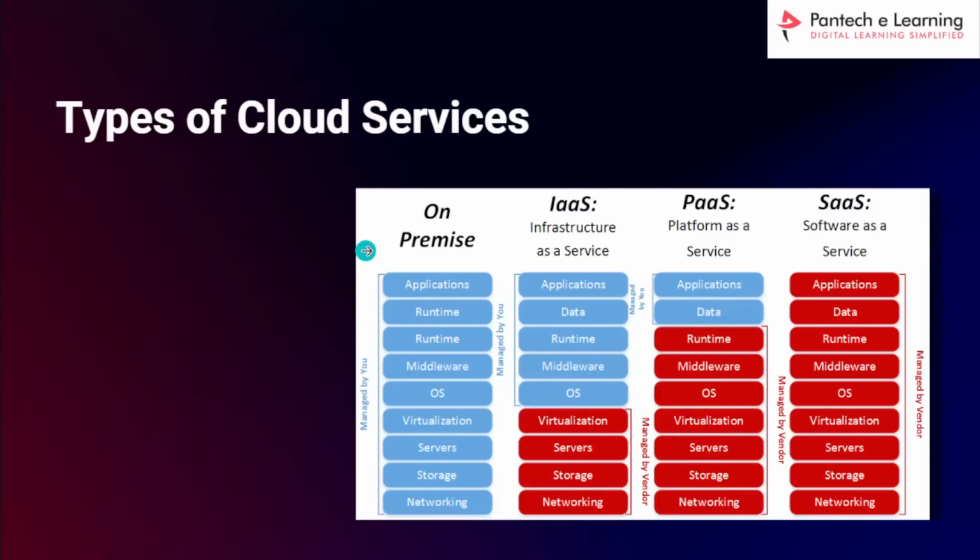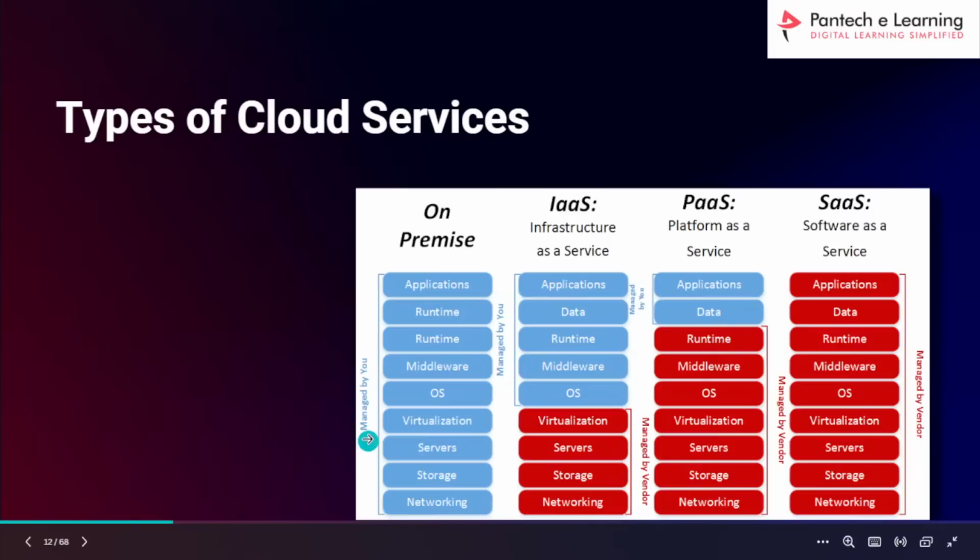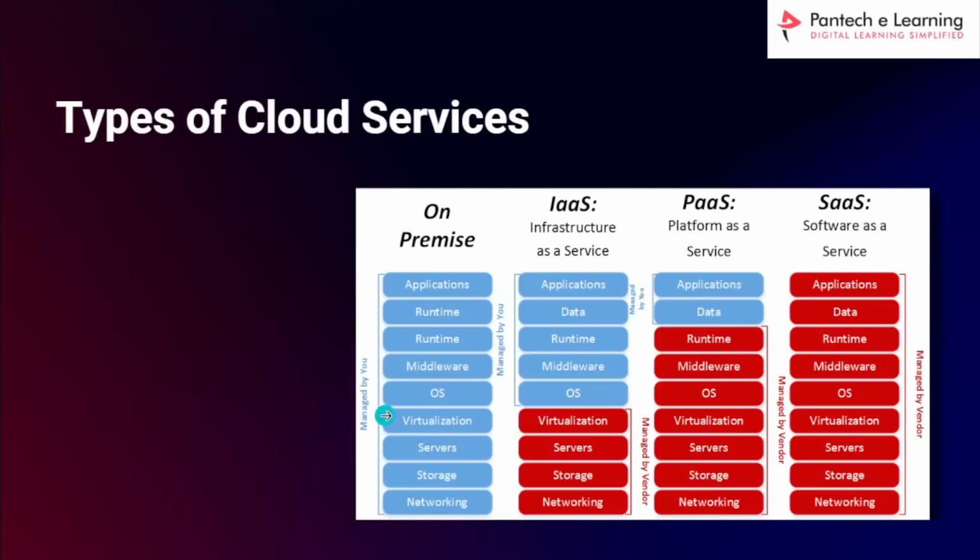So the first one is on-premise, which means you are running everything yourself. The sky blue color is managed by you, which means you have to take care of the networking, the storage, the server, virtualization, OS, runtimes and application, the entire thing. And there are some cloud service providers, they are called infrastructure as a service.